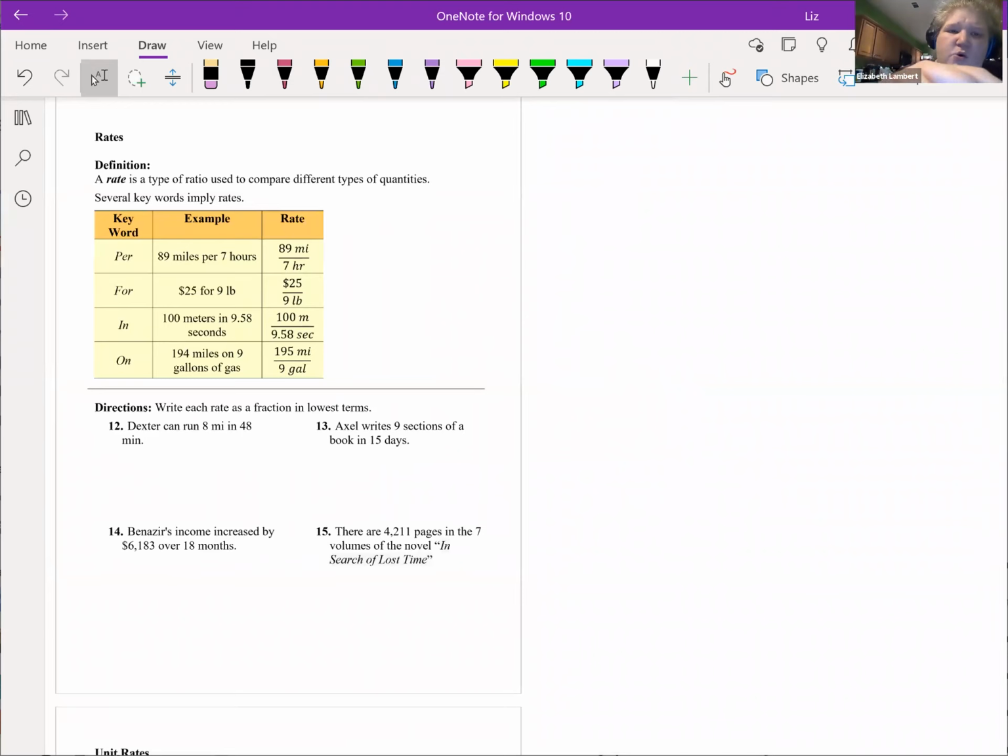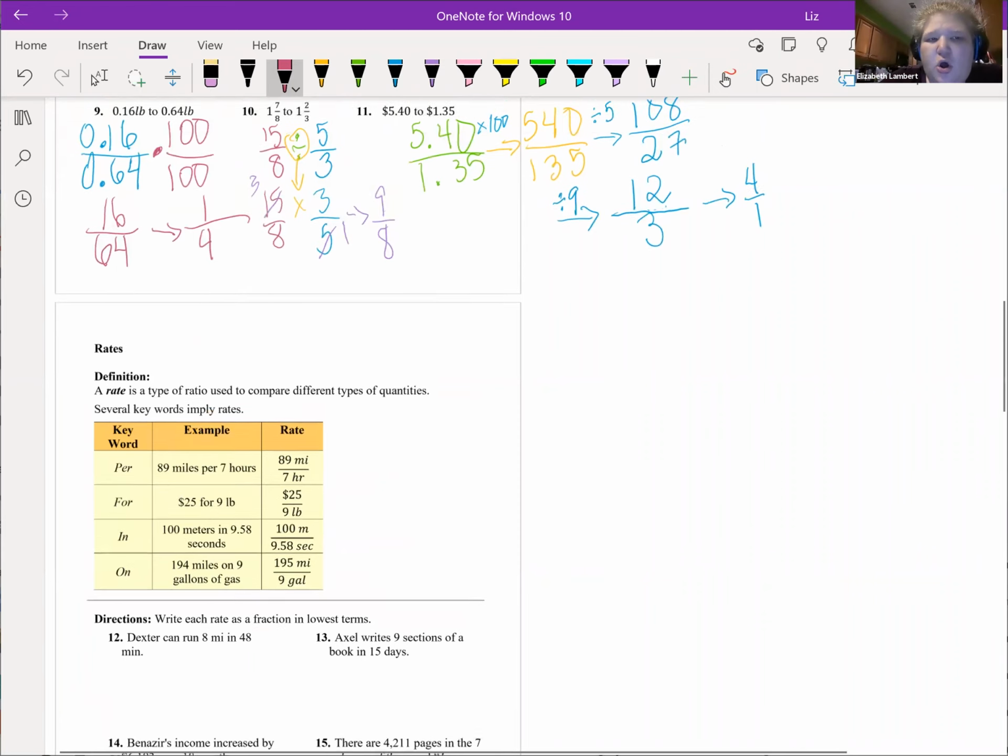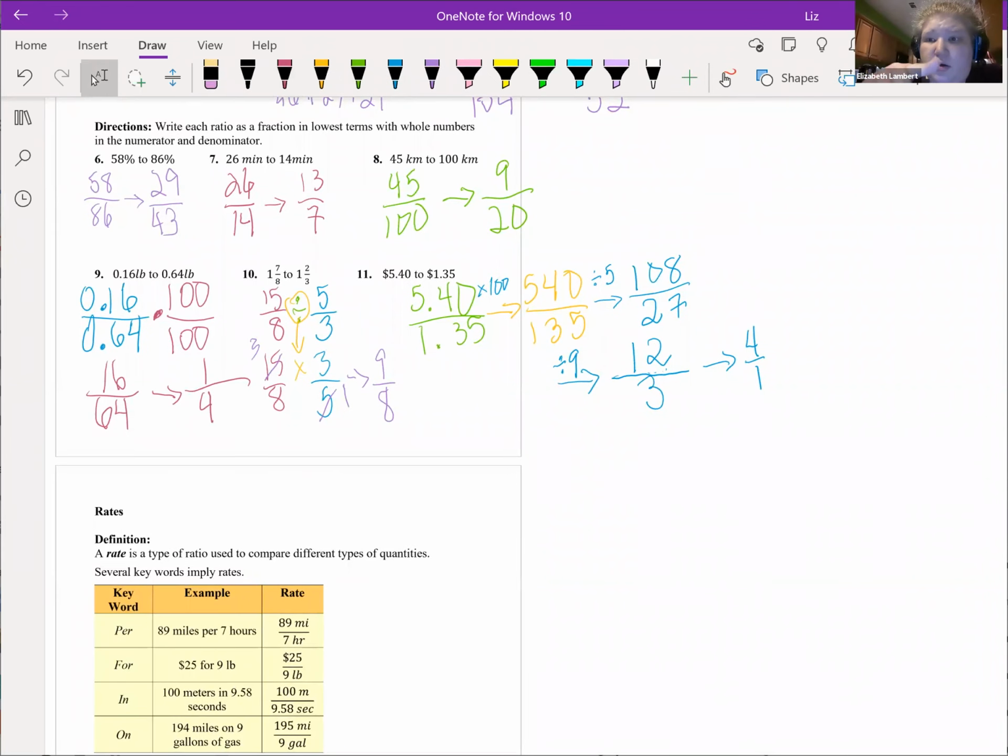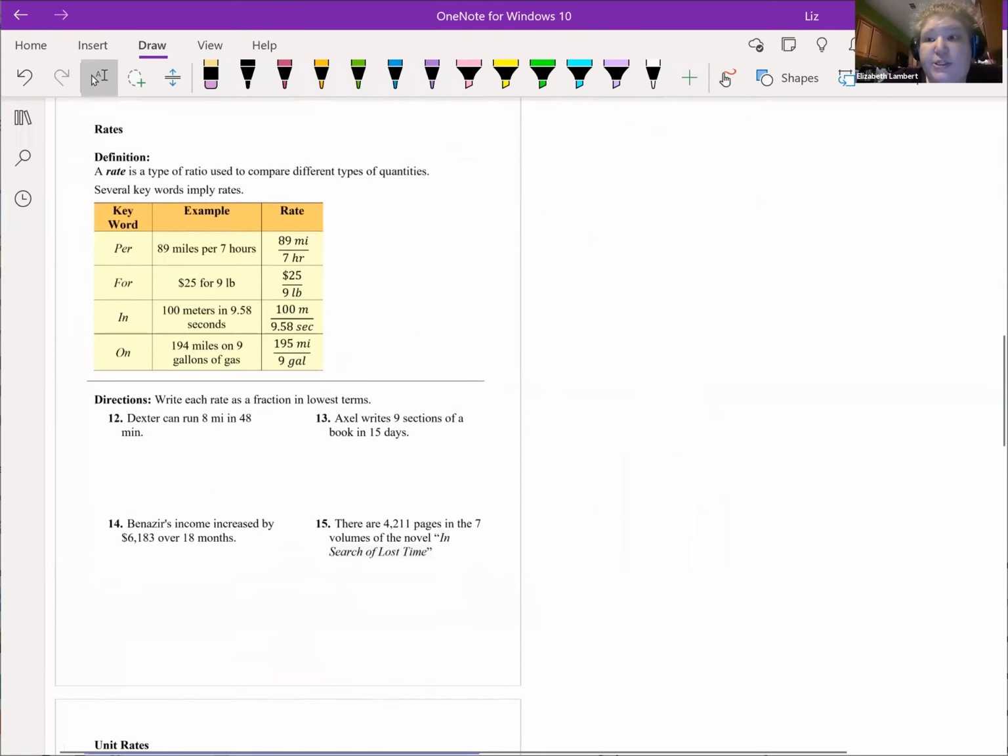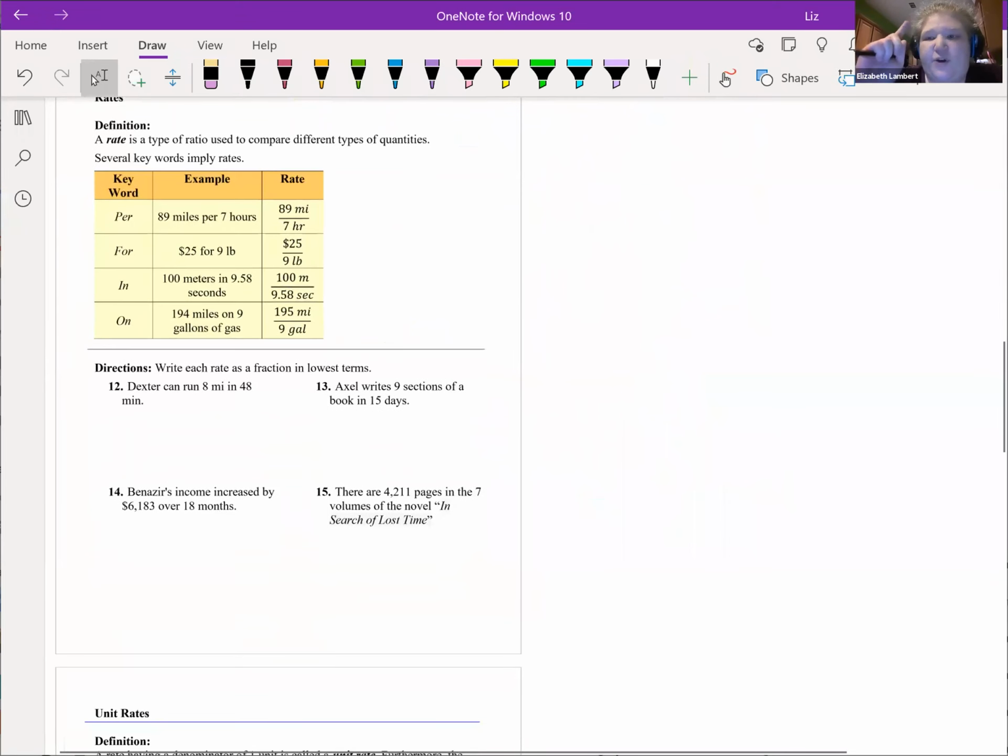And here we are on rates. A rate is a type of ratio used to compare different types of quantities. So I want you to look back. All the units they wrote up here were the same. Now is going to be the kind of rates you're more used to, where they're different units.